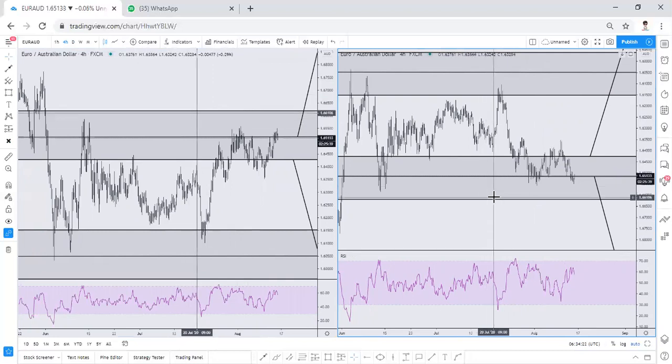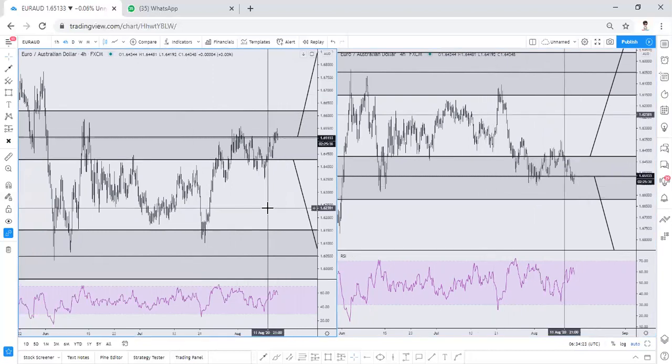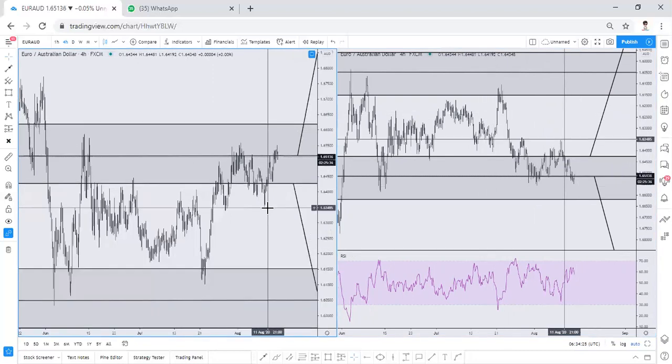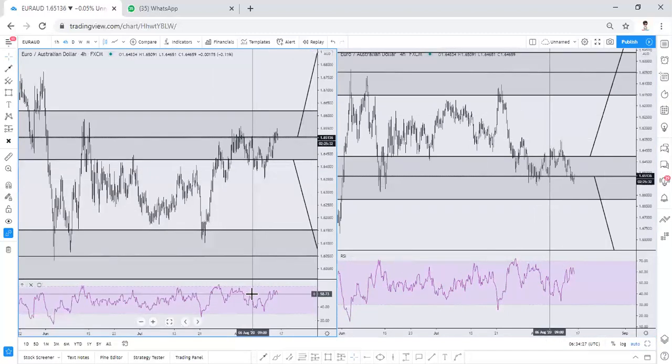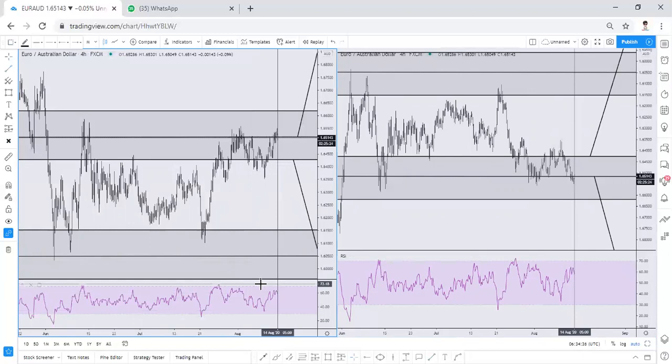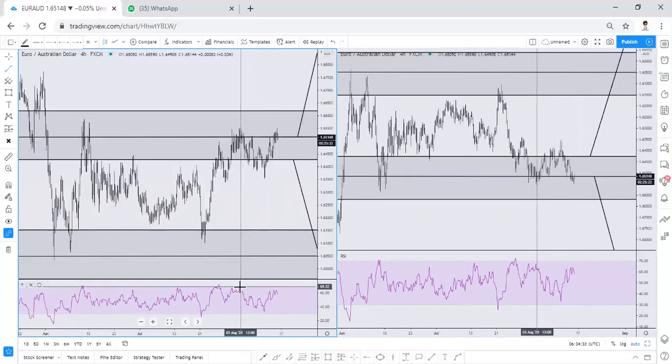Let's use left. Now, looking at this closely, what do you see? A divergence, right? Yeah, there's a divergence of price. I can't see it. Where is it?